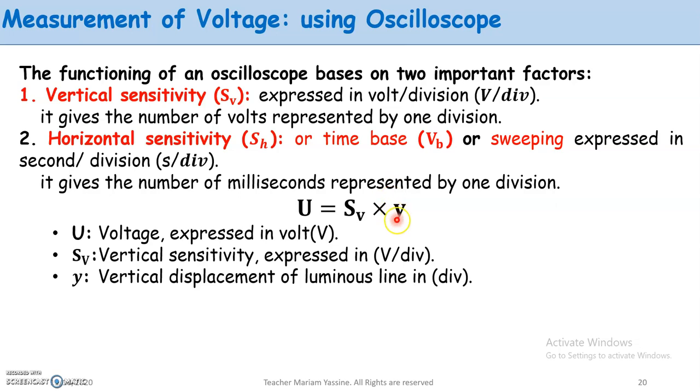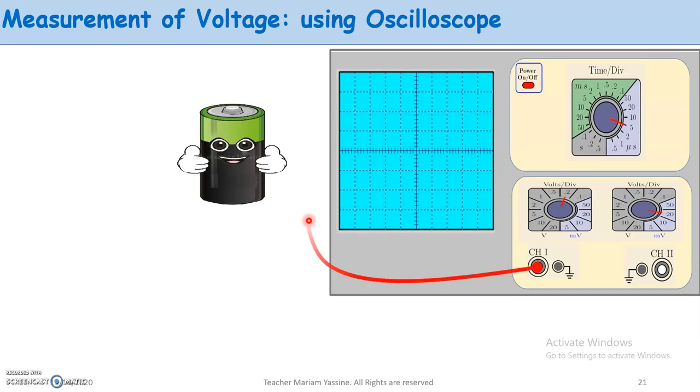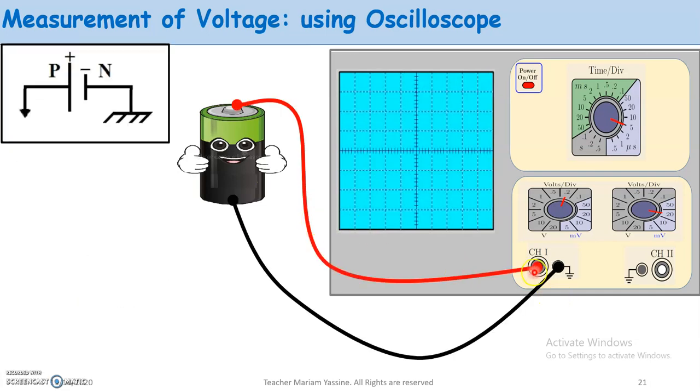Y represents the displacement of the luminous line, either upward or downward, SV is the vertical sensitivity, and U is the measured voltage. Now, here I connect the phase on the plus of the battery and the mass on the minus of the battery. This is the symbol of my connection. Since I have respected the polarity of the oscilloscope, it will give me a positive reading.